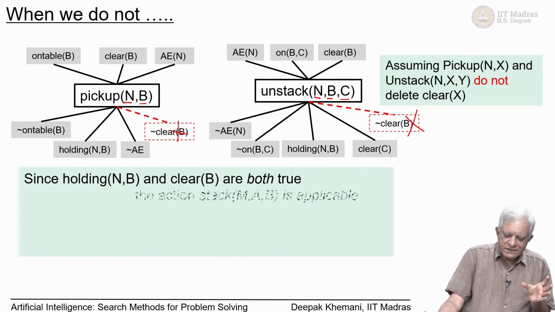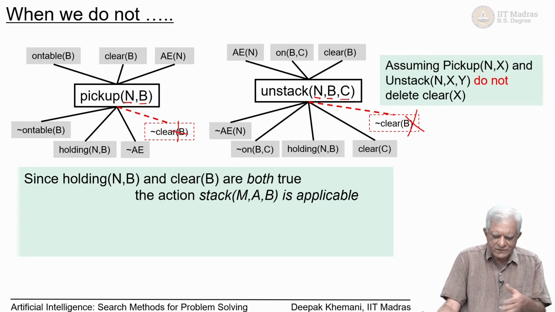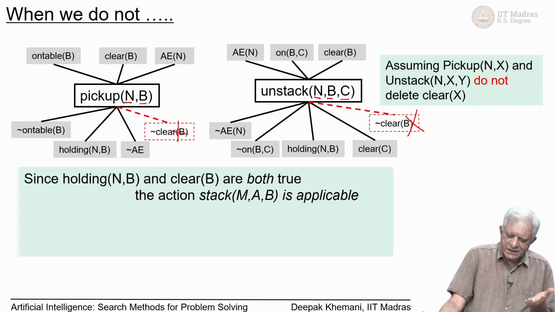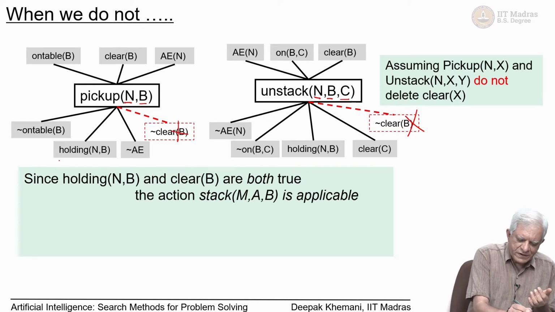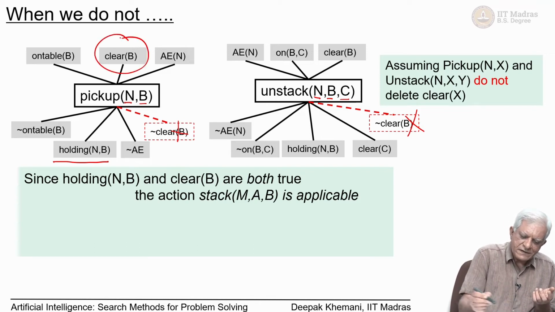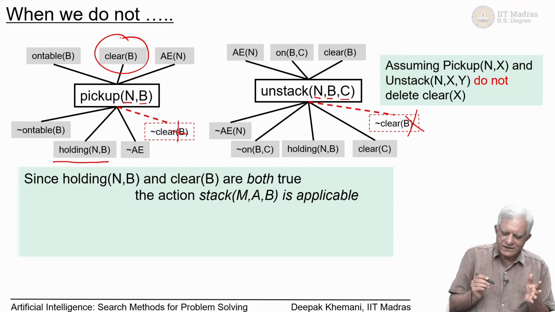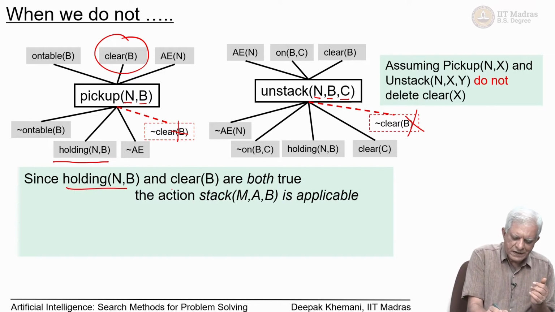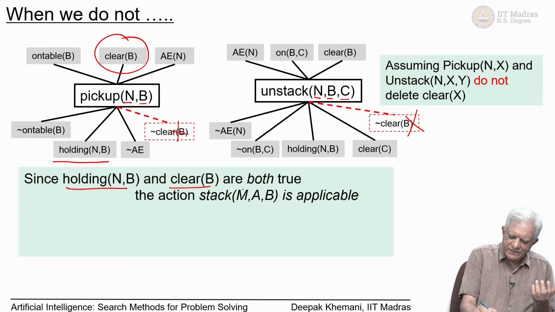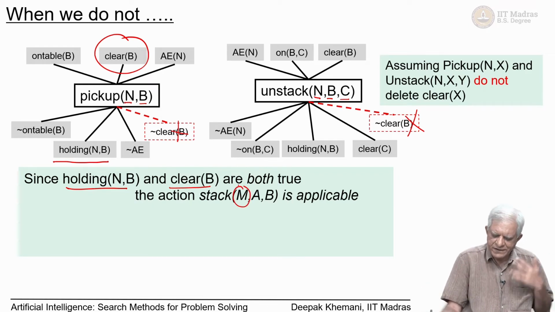So, since holding B and clear B are both true in either of these 2 cases, whether you are unstacking it from somewhere or whether you are picking it up from the table, you can see that holding N B is true and clear B is true. Why is clear B true? Because it was true to start with and we did not delete it essentially. So, this is true and this is also true. Now, if you look at this action of stacking something onto B, and let us say we are talking about different arm M, there are many arms here.